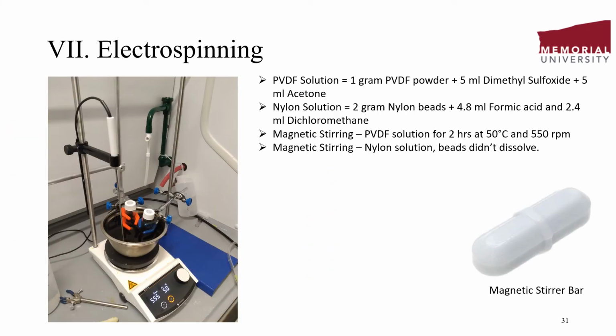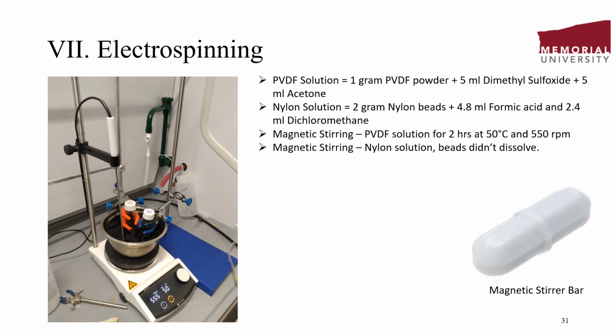After weighing the PVDF powder and the nylon 11 beads, around 5 ml of dimethyl sulfoxide was taken by a pipette and mixed with 5 ml of acetone using the same pipette, and then it was mixed with the PVDF powder. Then it was immersed in oil where the temperature was set around 15 degrees Celsius and an RPM of 555. It was left to dissolve in the magnetic stirring equipment.